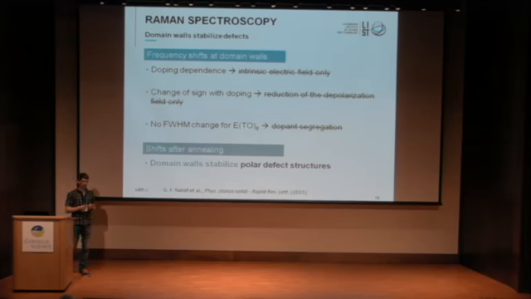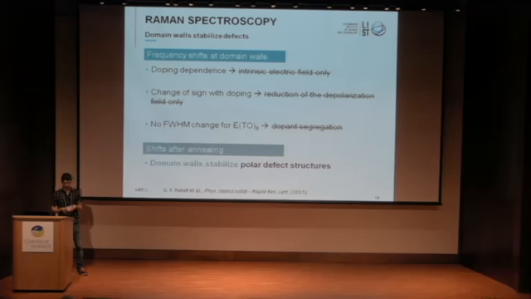Secondly, we have a change of sign of the shift. It was negative below 5% of dopants, and it is positive above. So this means that a picture where you just have a reduction of the depolarization field in the vicinity of the wall, and that would be different for different dopants, does not work. It would just reduce the amplitude of the shift, but it cannot explain the change of sign.